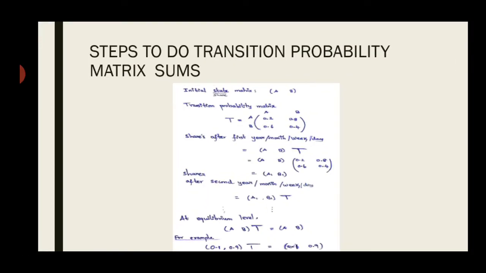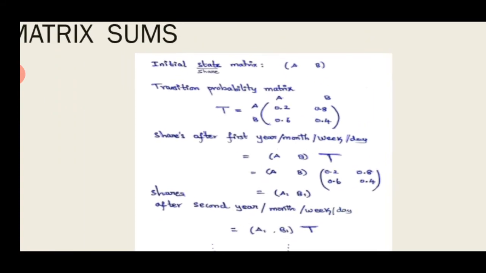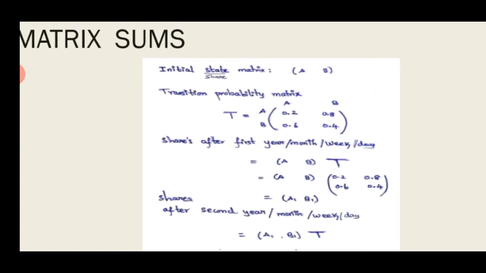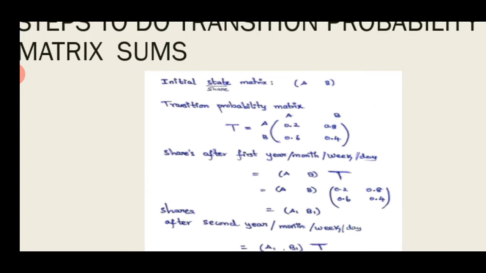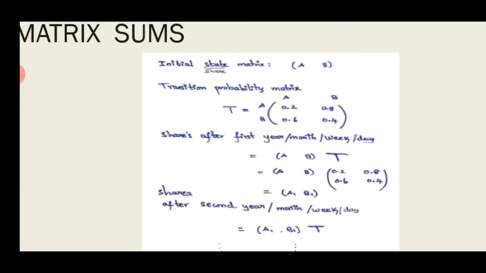Suppose you want to find what percentage of people will be using the Samsung product and the Redmi product, then you have to do one simple thing. Multiply the initial state matrix, A B, with the transition probability matrix T. Then you get an answer, and that will be two entries, and I take those entries as A1 B1.